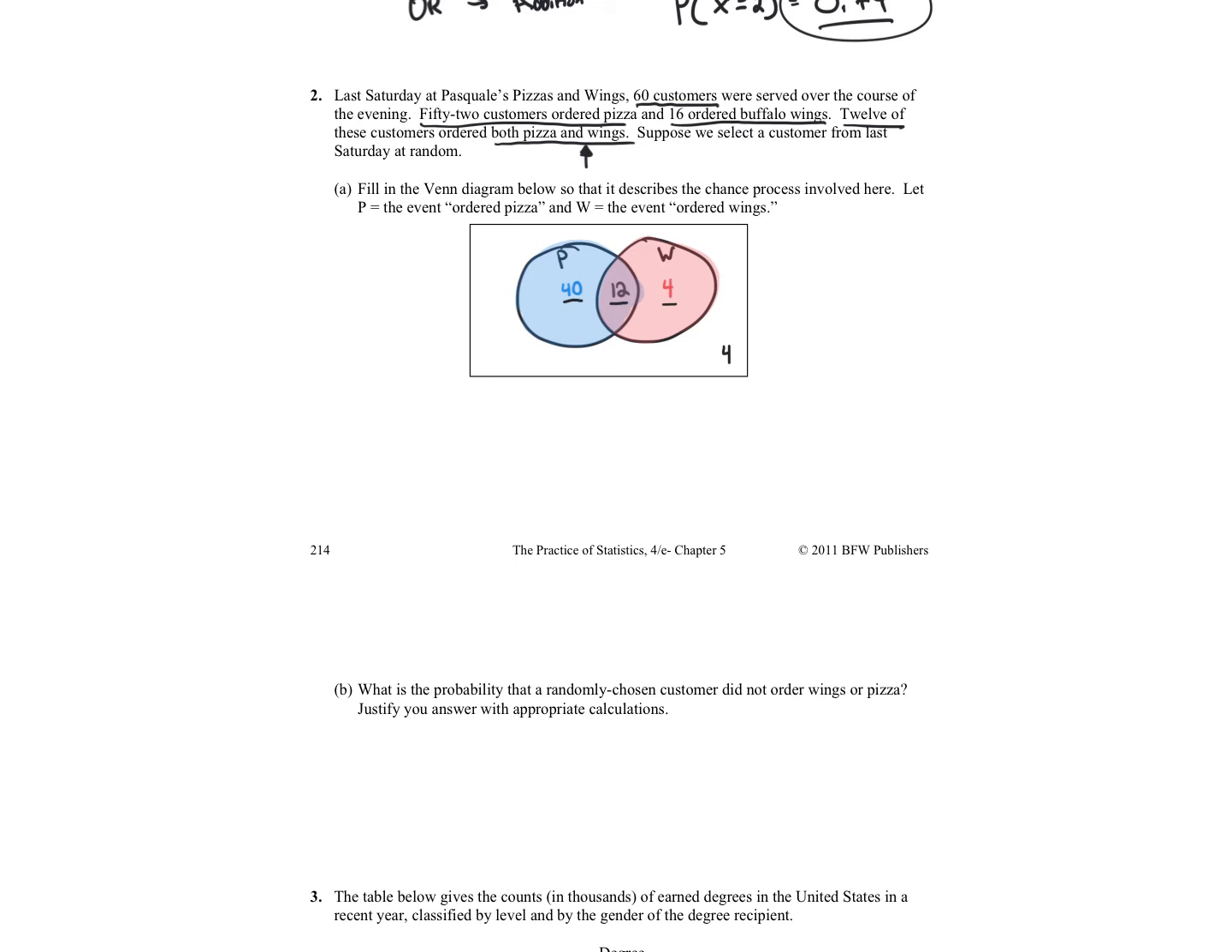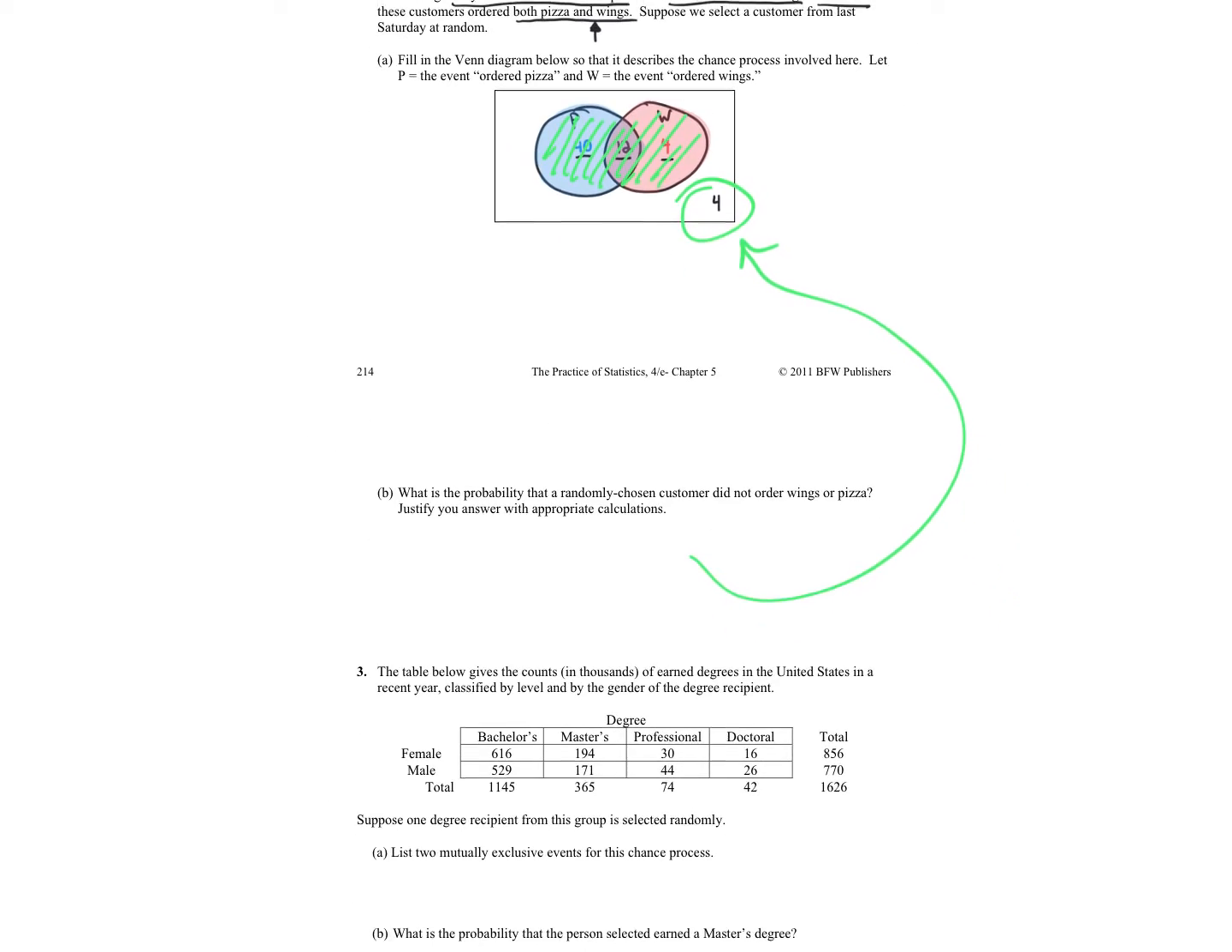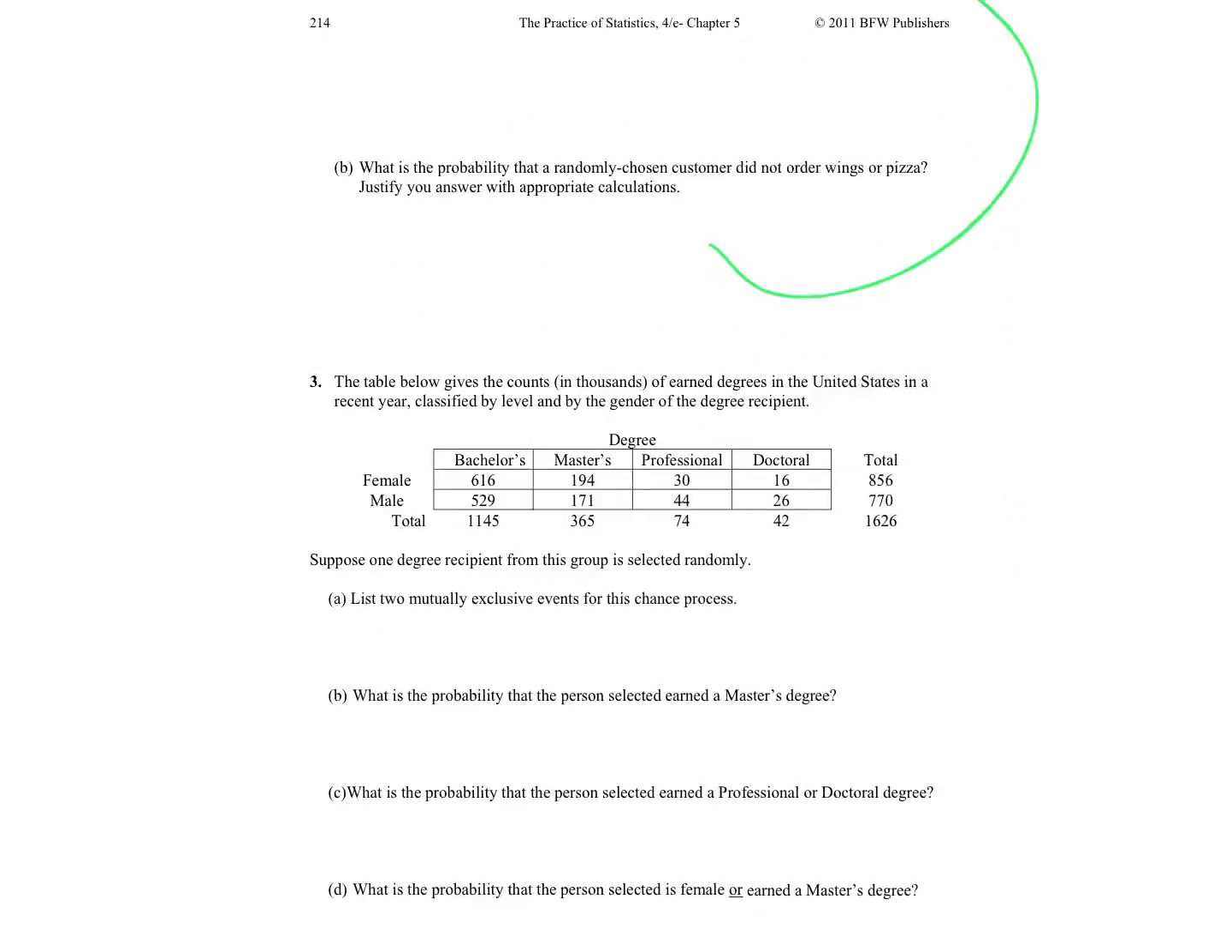So remember, this is pizza or wings. So these 4 people did not, right? And then, you know, appropriate calculations. Well, I'm just going to go right back to my Venn diagram and tell you exactly what it is. All right? So there it is, okay? All right, let's move on to the next one.